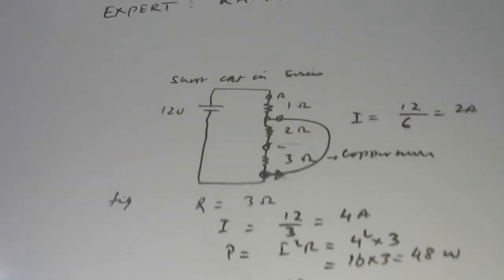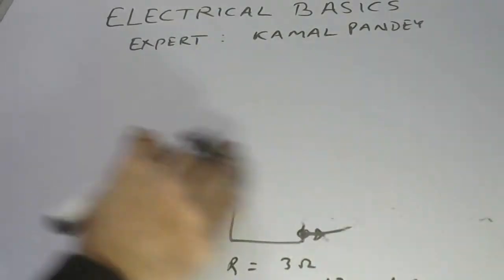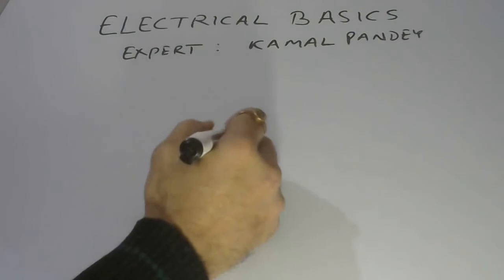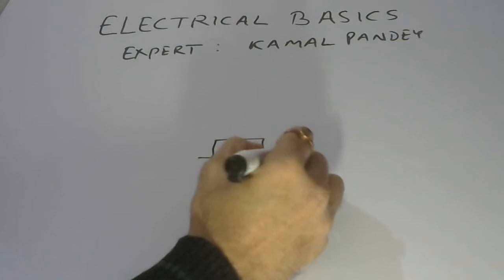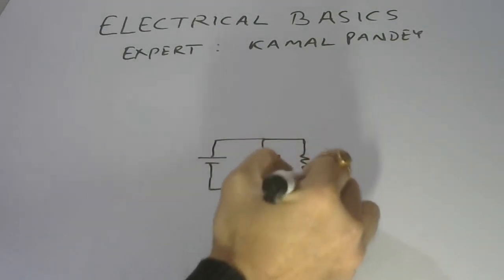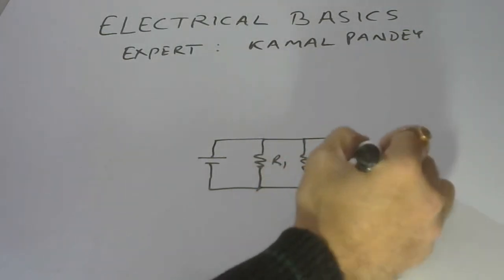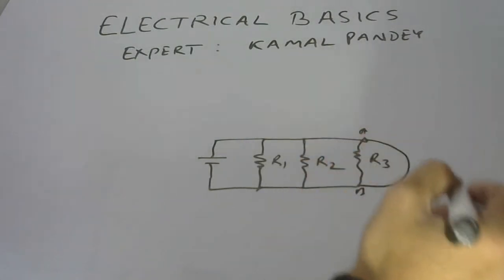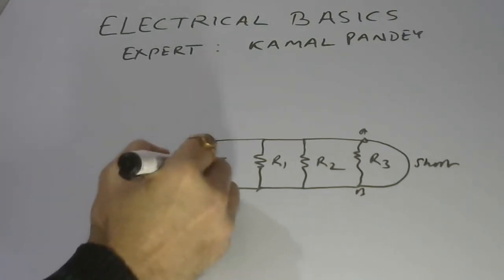Okay, in the next case we discuss the parallel connection. When the short is made in parallel connection, what will happen? Let us take we have a circuit like this. Here we have 3 resistors connected in parallel, R1, R2, R3. This is R3. And let us take AB. We make a short here between AB, this is positive, this is negative.